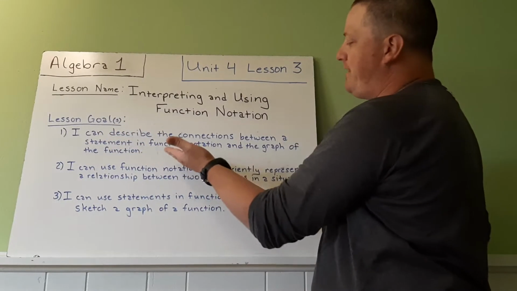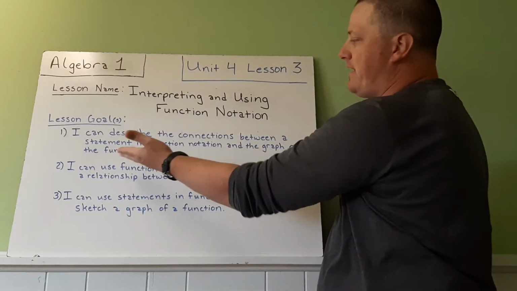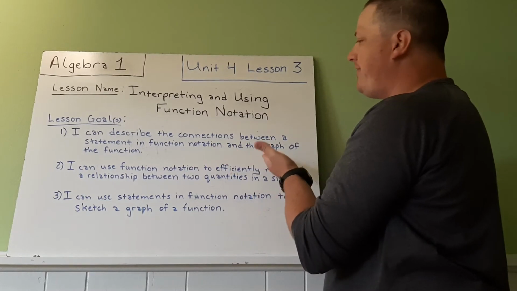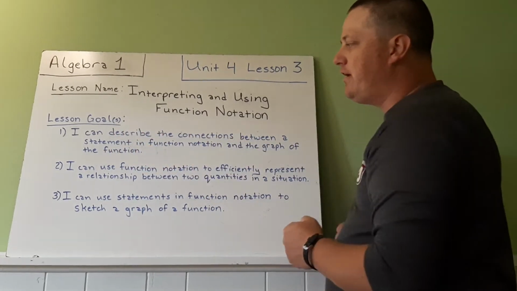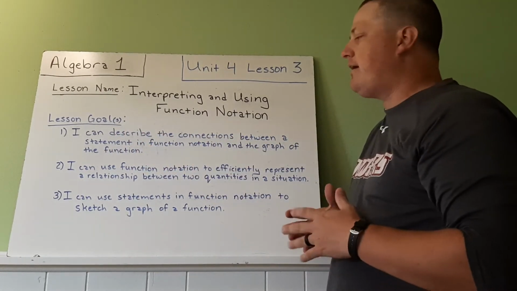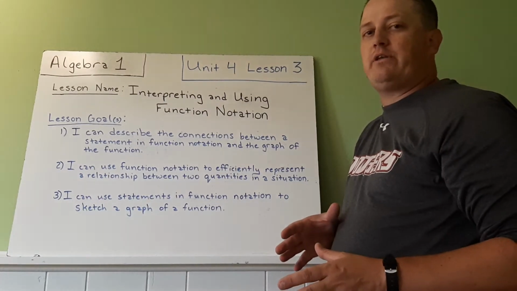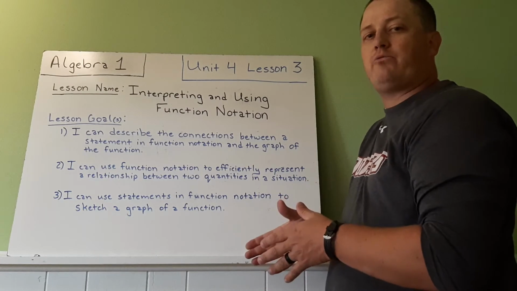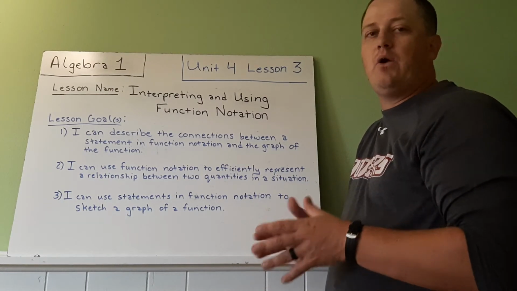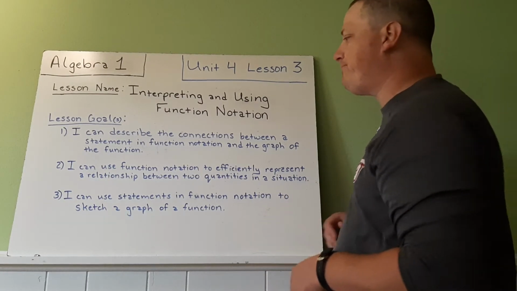I can describe the connections between a statement in function notation and the graph of the function. So we want to be able to make a connection. We want to be able to go, okay, this is function notation, and this is what it's representing on the graph so that we see how they're connected.